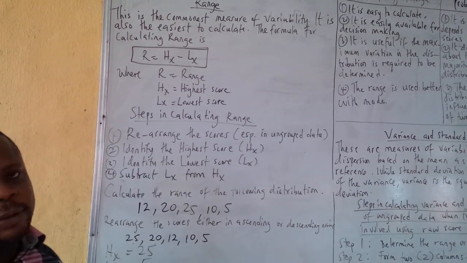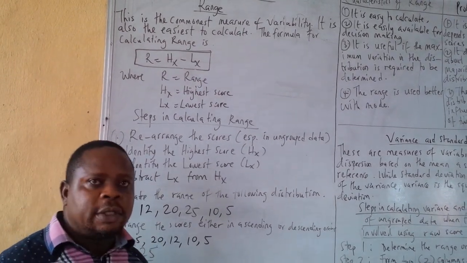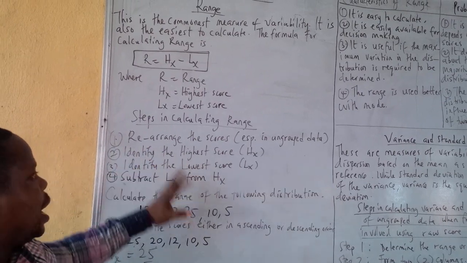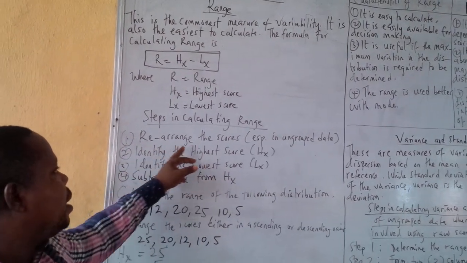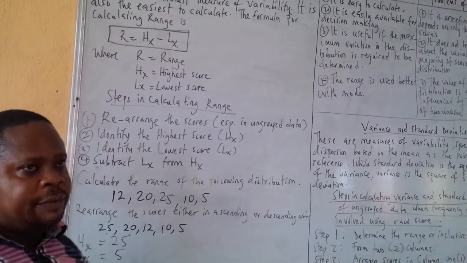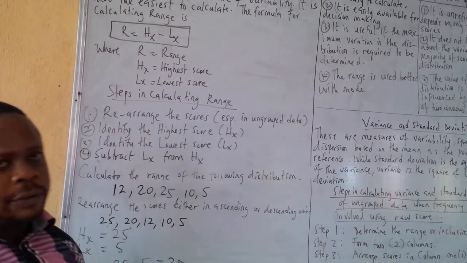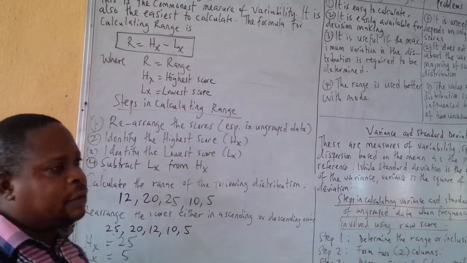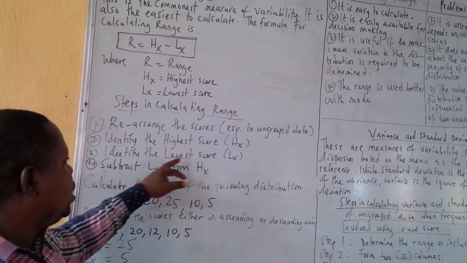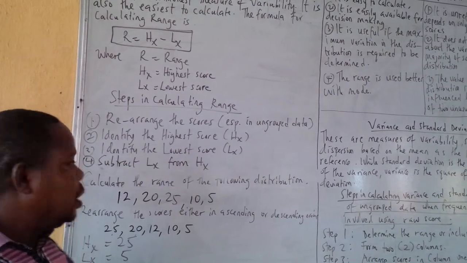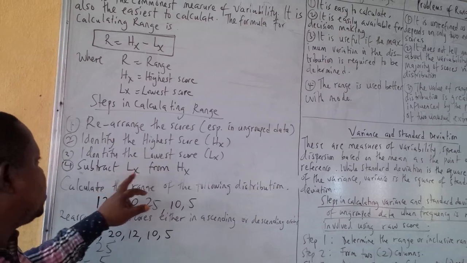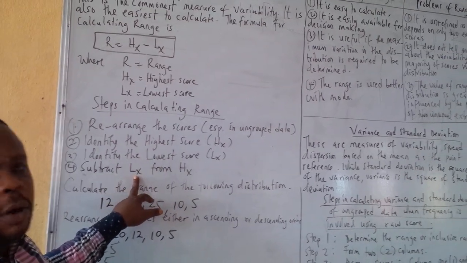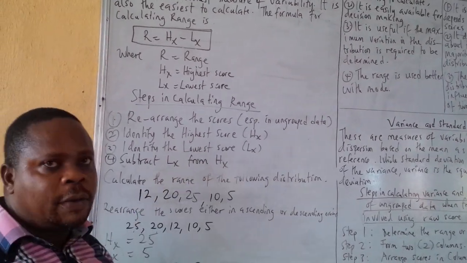Now there are steps one can use in calculating range. Number one, rearrange the scores. Step 2, identify the highest score, which is the HS. Step 3, identify the lowest score, which is the LS. And step 4, subtract LS, the lowest score, from the highest score.